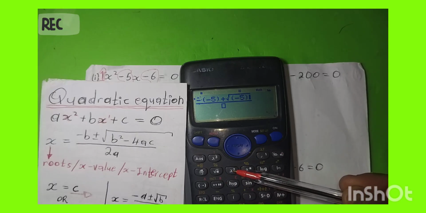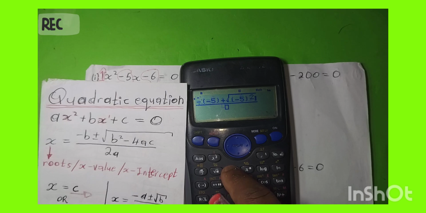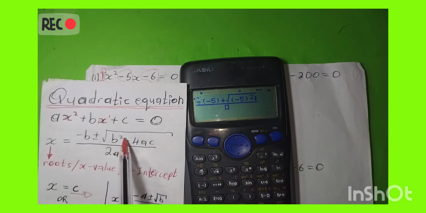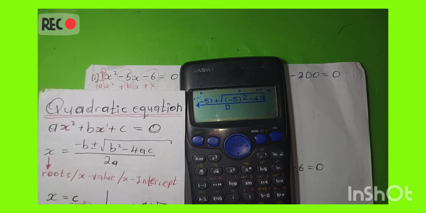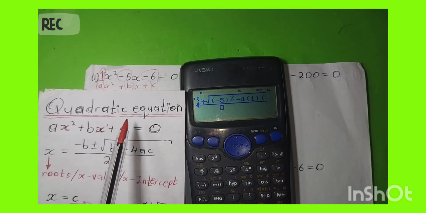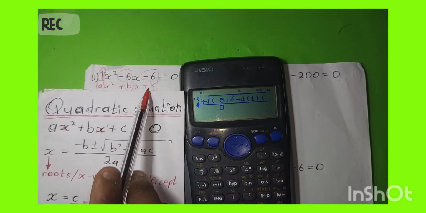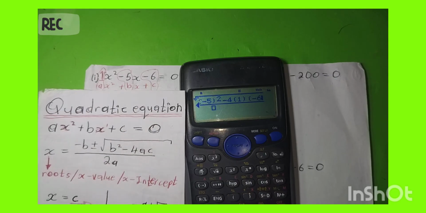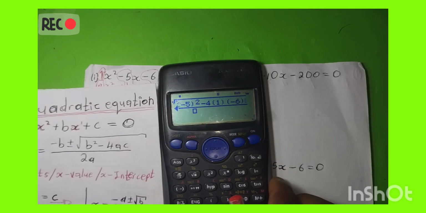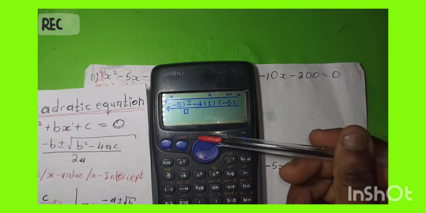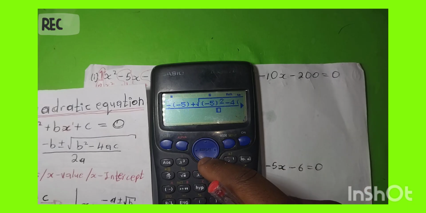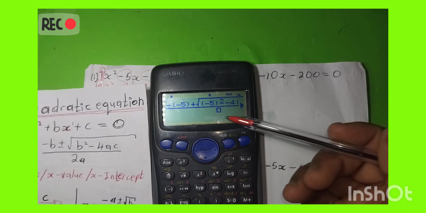Do you see this button? You press it so that you will have that exponent 2. Then press minus 4, open brackets. Now press your a, which is 1, close bracket, open. Then press your c, which is negative 6. Then close brackets. For you now to press the one which is down, guys, you will use this button to go down. Just go down there. Do you see? Now I'm down here.